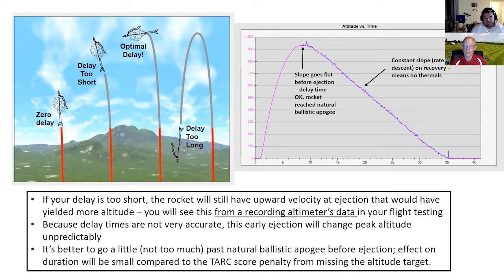Thermals, I'll talk about thermals in a minute, but if you see a change in the slope of that line, then you hit a thermal, and the rate relative to the ground changed suddenly because the air mass the rocket was in was going up.